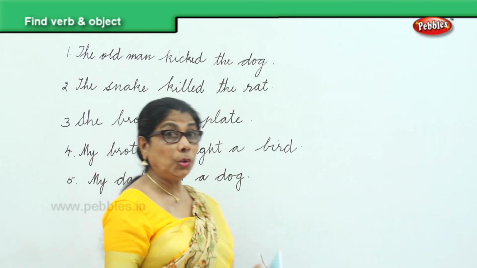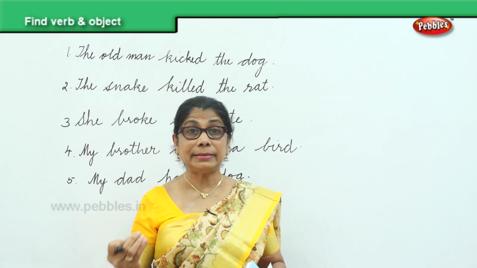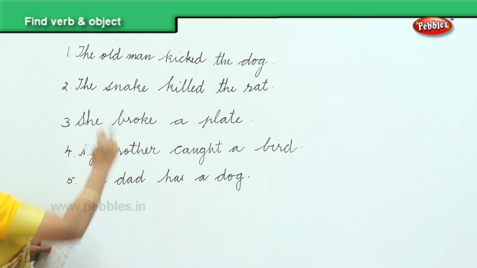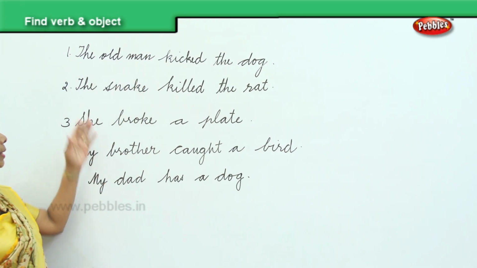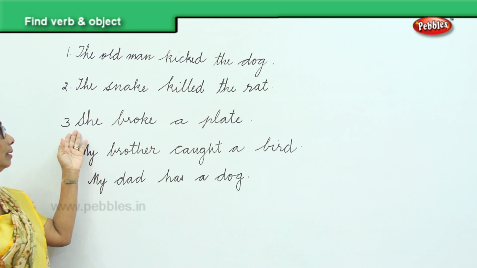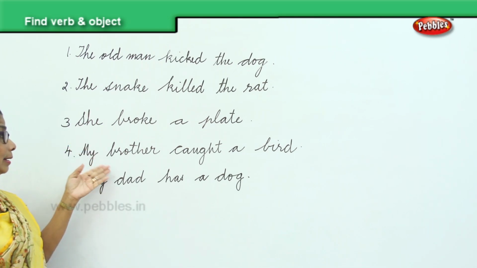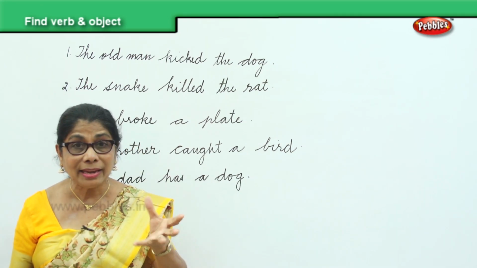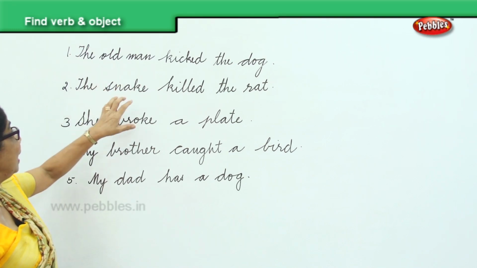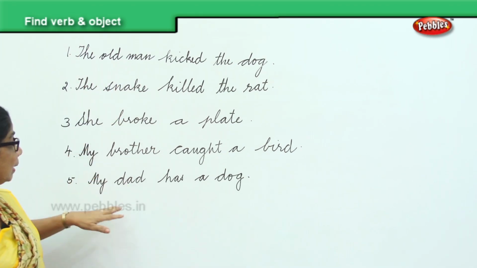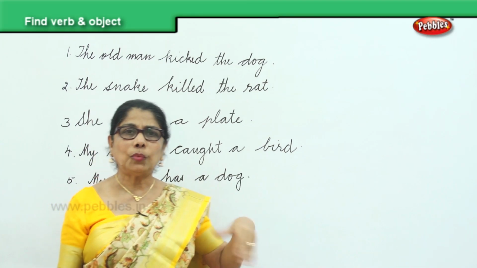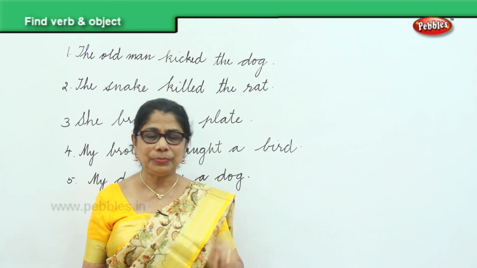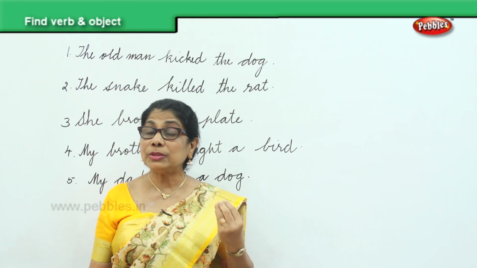Now, we are looking at the verb in the sentence. In these sentences, which is the subject? The old man. Here, the snake. Here, she is the subject. Here, my brother, my dad. What are we looking at? We are looking at the subjects: the old man, snake, she, my brother, dad. We know from the last exercise how to identify the subject. Now, you must look at the subject.